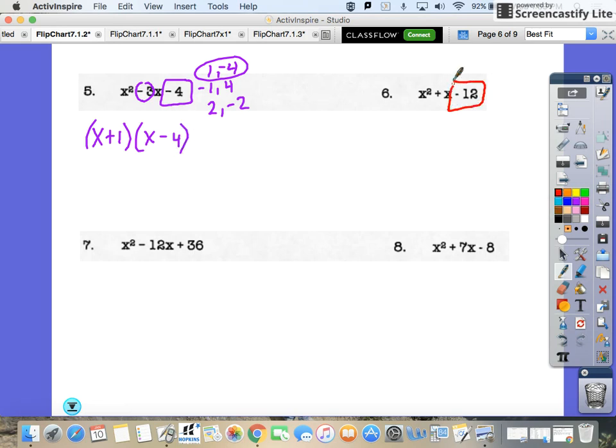This one needs to multiply to -12, so the signs are opposite. 1 and -12, -1 and 12, 2 and -6, -2 and 6, 3 and -4, -3 and 4. But they have to add to 1. There's technically a little 1 right there. Since that number is pretty small, you guys will also notice you're looking for numbers that are close together. So we are looking for this set. Those add to +1.